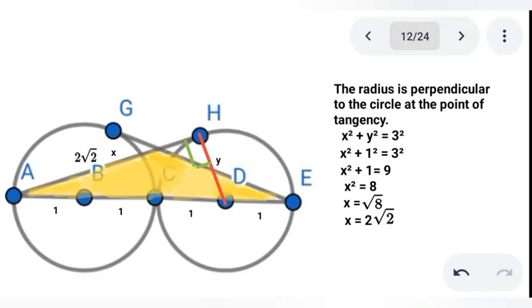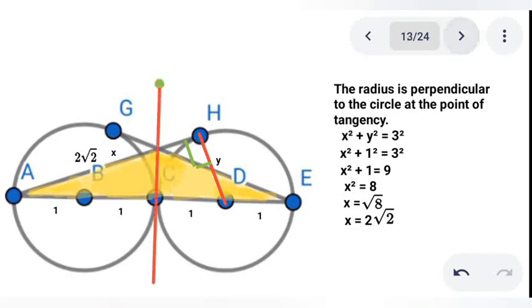So you now have x equals square root of 8. So you now have the value of x. We simplify that. That's 2 square root of 2. So we just put it here. That's 2 square root of 2. So you now have the length of this one, 2 square root of 2. Now we're ready to find the height.